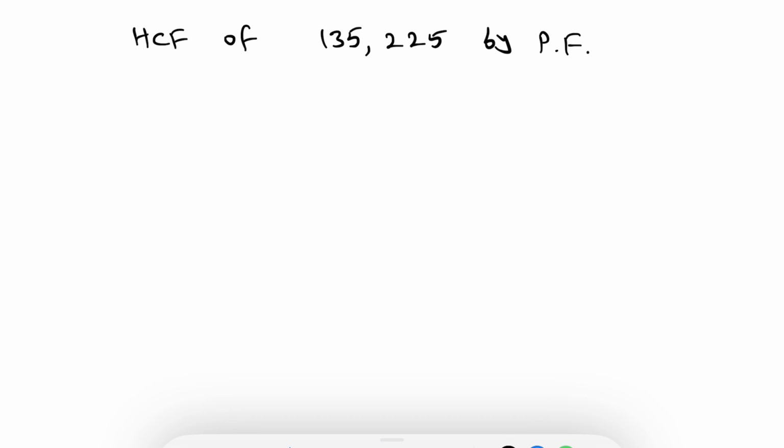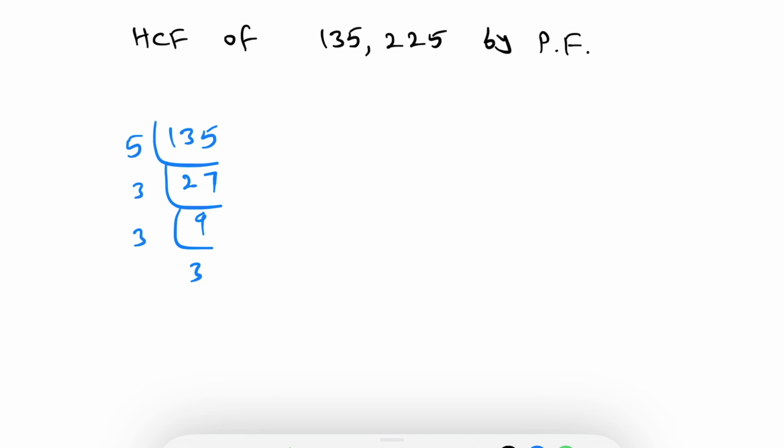HCF of 135 and 225 by prime factorization. So first let us do the prime factorization of the numbers individually. 135 comes in the 5 table, so 5 27s are 135. 27 comes in the 3 table, 3 9s are 27, and again 3 3s are 9.